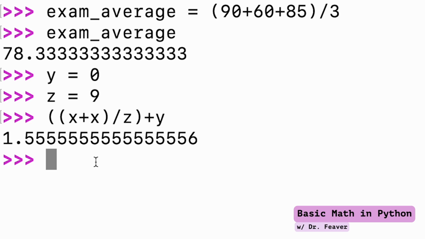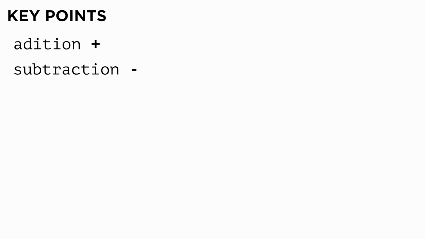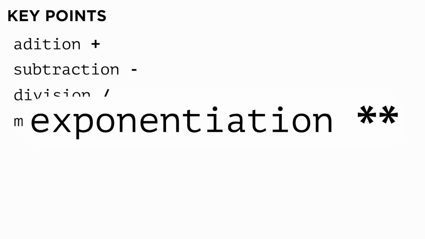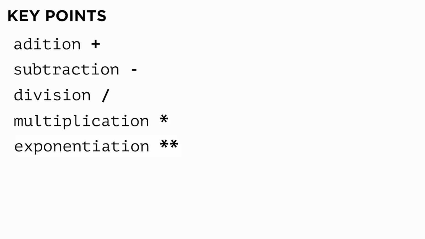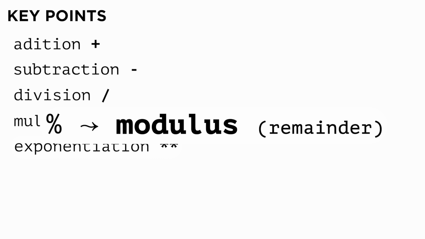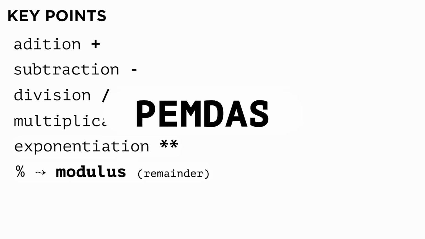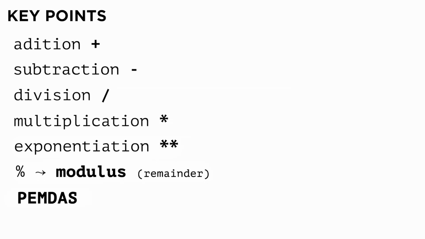So those are your basics of math in Python. There are other math capabilities, but these are the most basic built-in ones. And there are 7 things really to remember. Addition is plus, subtraction is minus, division is slash, multiplication is a star, exponentiation is 2 stars, the percent sign means modulus, which is the remainder, and then the last thing to remember is PEMDAS, that the order of operations applies just as it does in your math class.